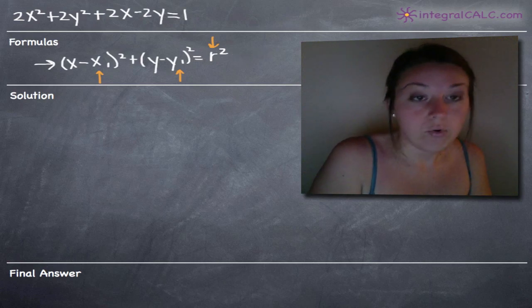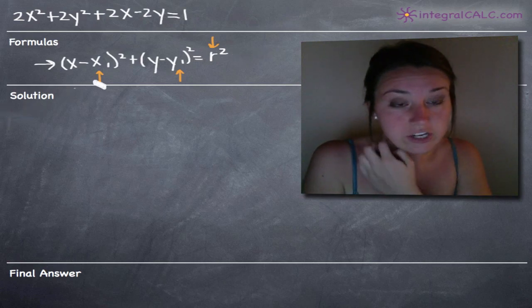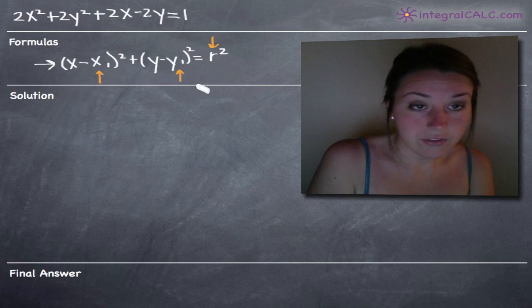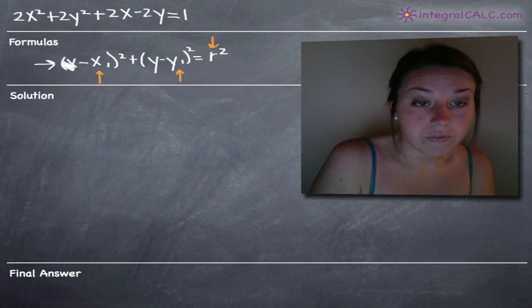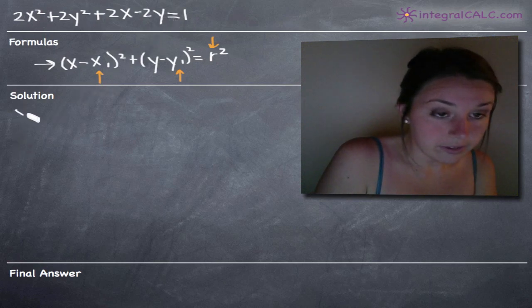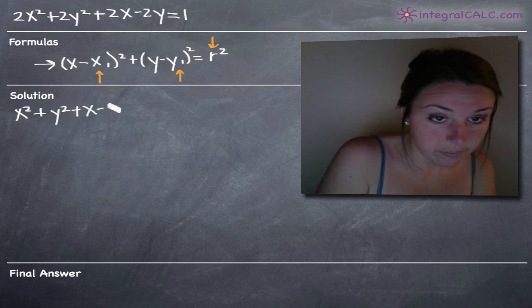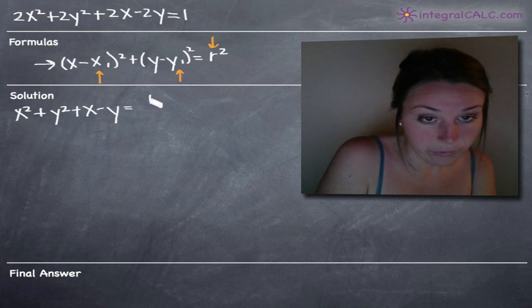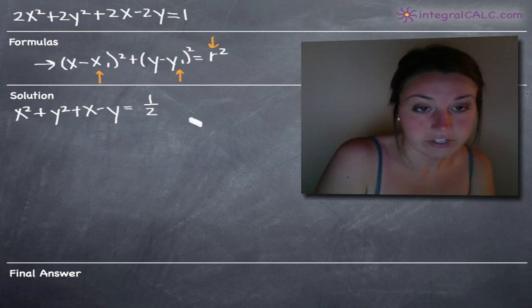So in order to transform our equation into the equation given in this formula, we're going to first need to divide through the entire equation by 2. When we do that, we'll get x squared plus y squared plus x minus y equals 1/2 if we just divide every term by 2.